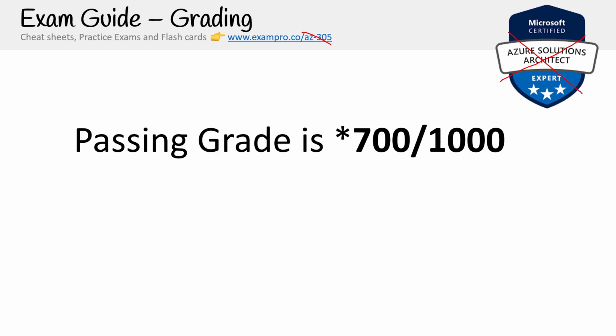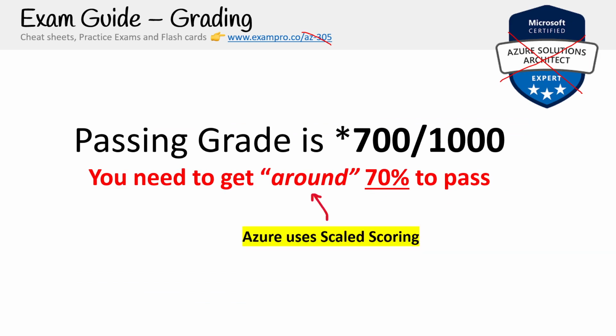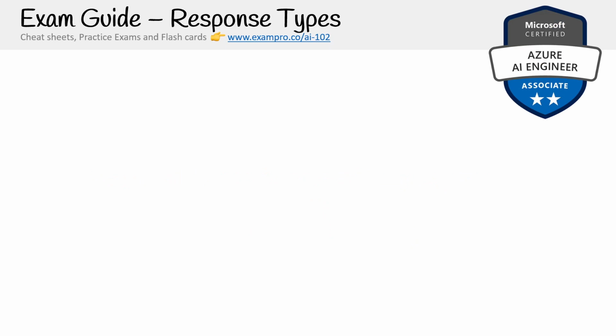The passing grade here is 700 out of 1,000 points, so you need around 70% to pass. Azure uses scaled scoring, so be aware that even if you get 70%, you could still fail. Aim for 85%, and that's what's going to help you out.